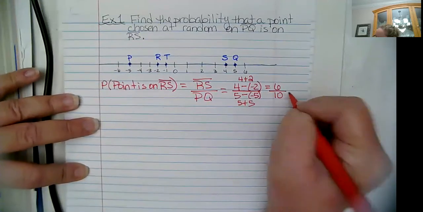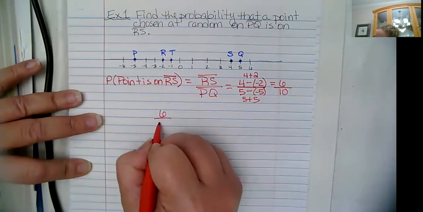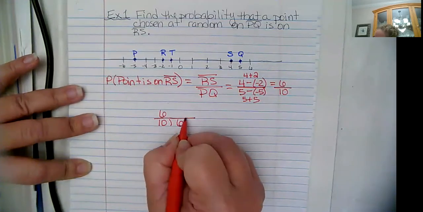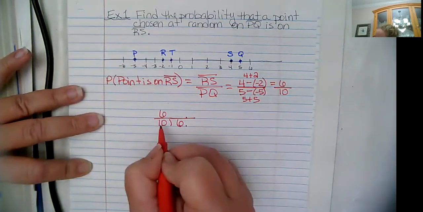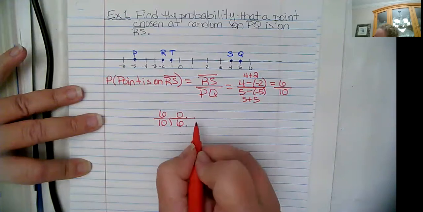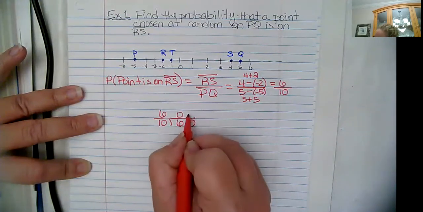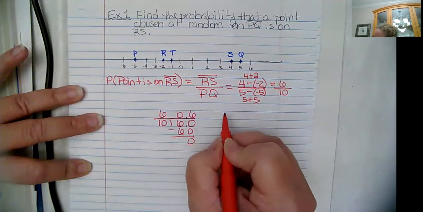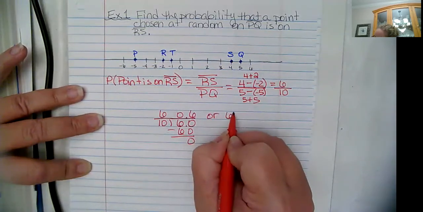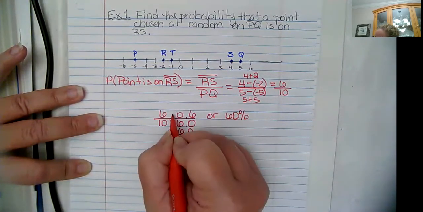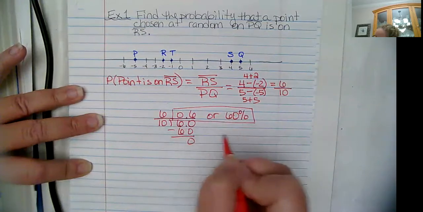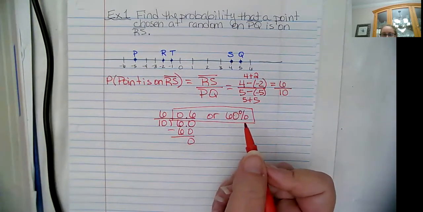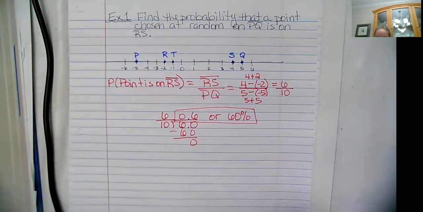Then you would divide, because you want it as either a decimal or a percent. So 6, put your decimal in your answer. Can't go into 6, but it can go into 60. 6 times, it terminates. So 0.6 or 60%, either one. 0.6, it's a good chance that this is going to happen. So that's example 1.